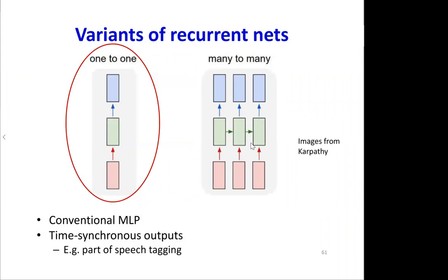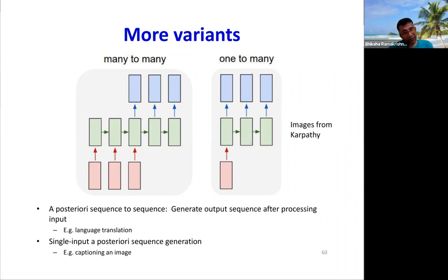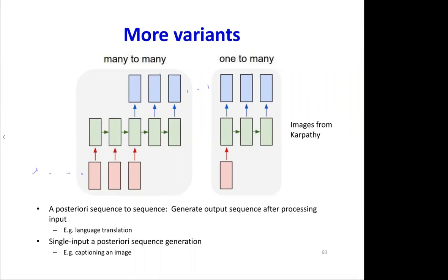For the a posteriori sequence to sequence, here it shows three inputs and three outputs. But do you mean that in general, the number of outputs can be different? The number of inputs and outputs can be very different. This is just illustrative, right? So this is stuff coming in, there's stuff going out.